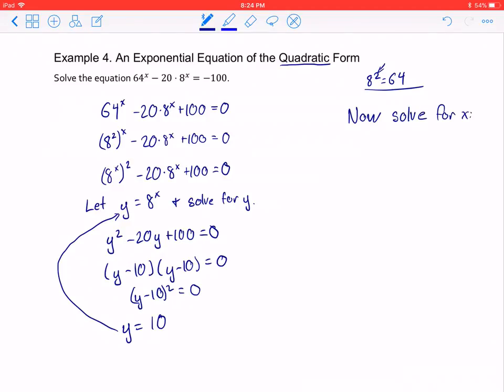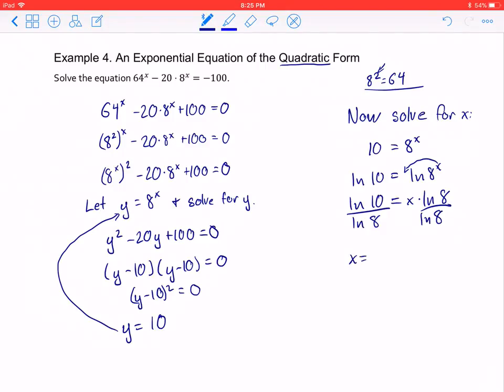In doing that, y is equal to 10, so 10 is equal to 8 to the x. Now I'm going to take the natural log of both sides, so ln of 10 is equal to ln of 8 to the x. The power rule says the x can come down, so I have ln of 10 equals x times ln of 8. Again, dividing both sides, not just by 8, I need the ln of 8. I find that x is equal to ln of 10 divided by ln of 8.